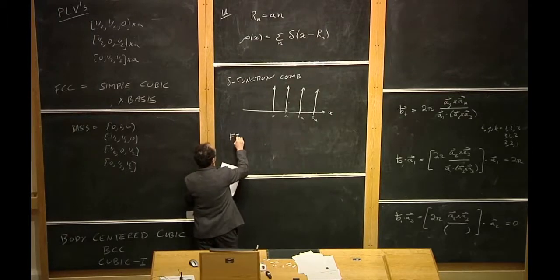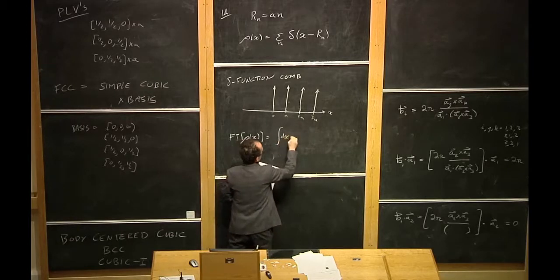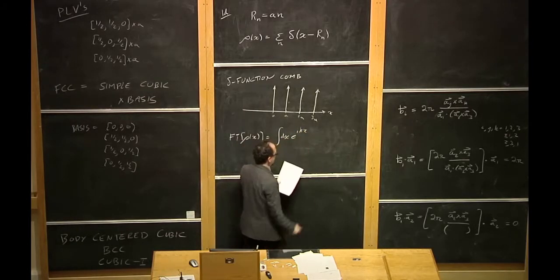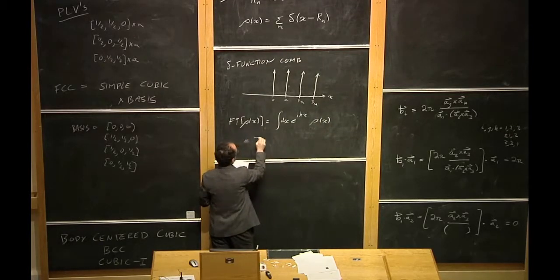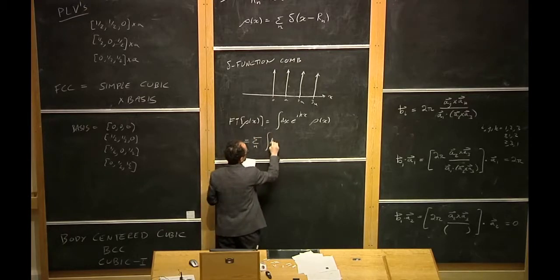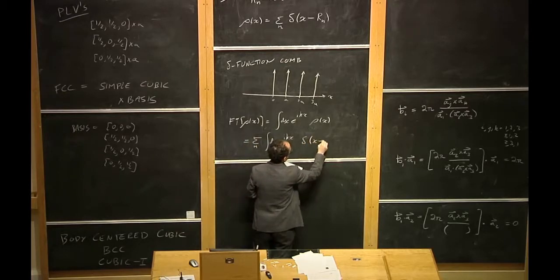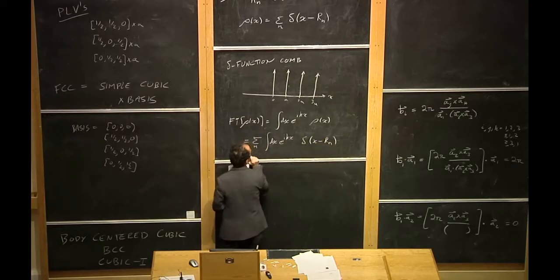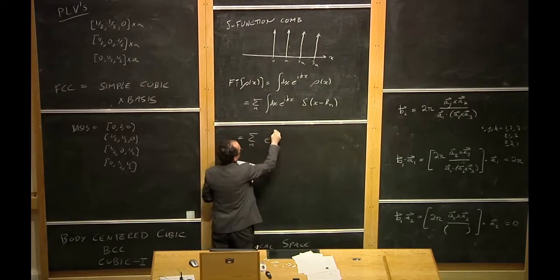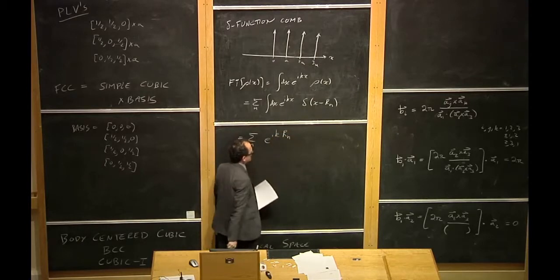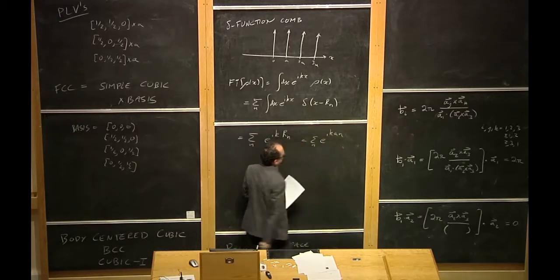Now let's try Fourier transforming it. The Fourier transform of rho of x equals the integral dx e^(ikx), then we plug in the rho of x function. We pull out the sum, so we get the sum over n, integral dx, e^(ikx), delta function of x minus R_n. And we let the delta function act, so we get the sum over n of e^(ikR_n), which we could also write as the sum over n of e^(ikan). So what is this?